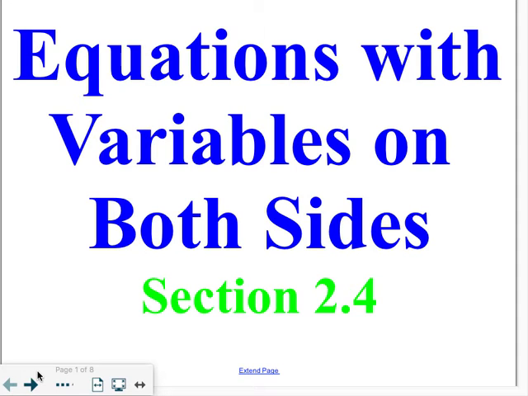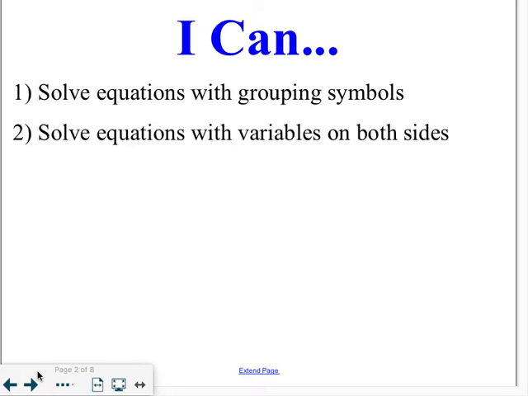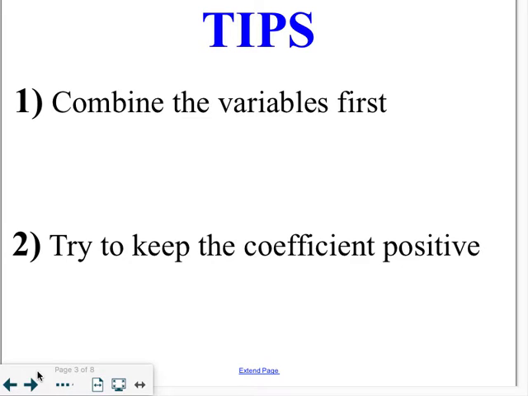Hello class, today we are going to talk about section 2.4, which is equations where there are variables on both sides. By the end of the lesson, you will be able to solve equations using grouping symbols and solve equations where there are variables on both sides of the equal sign. Couple tips to start us off.